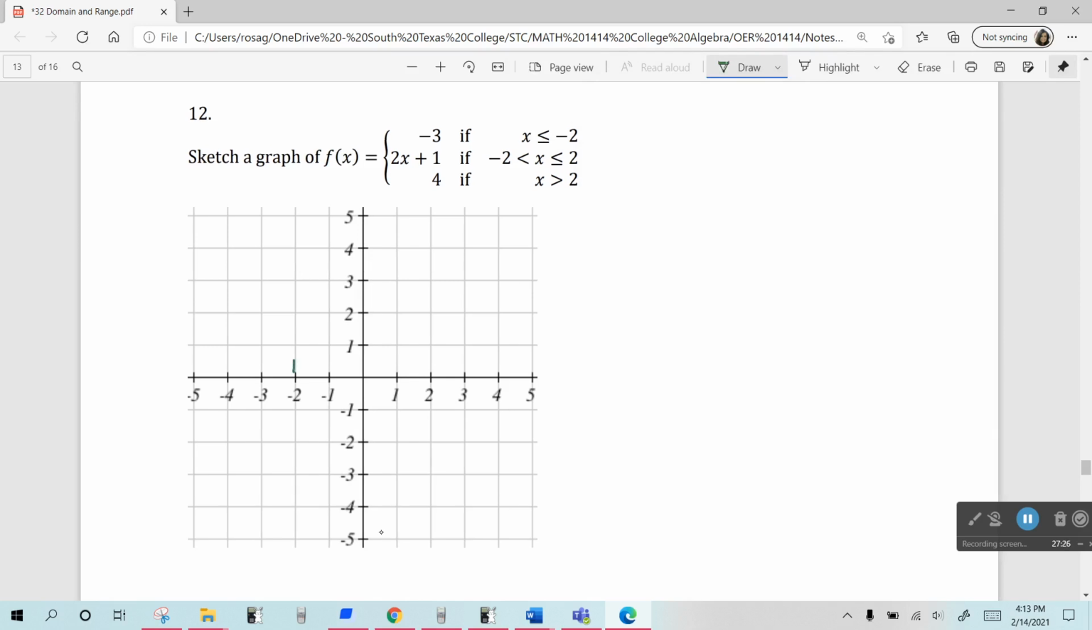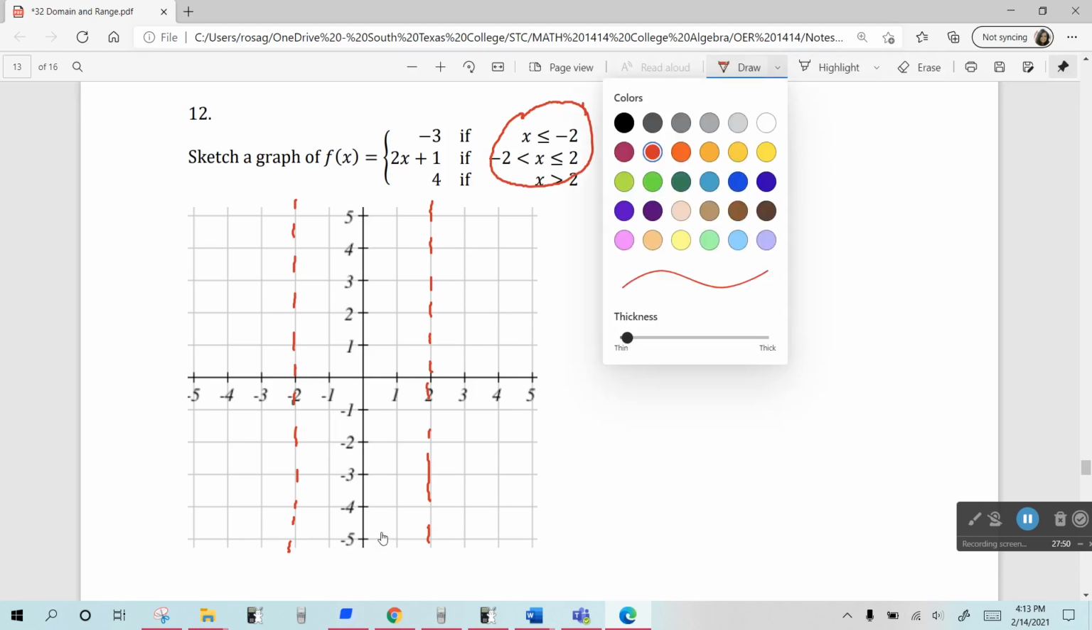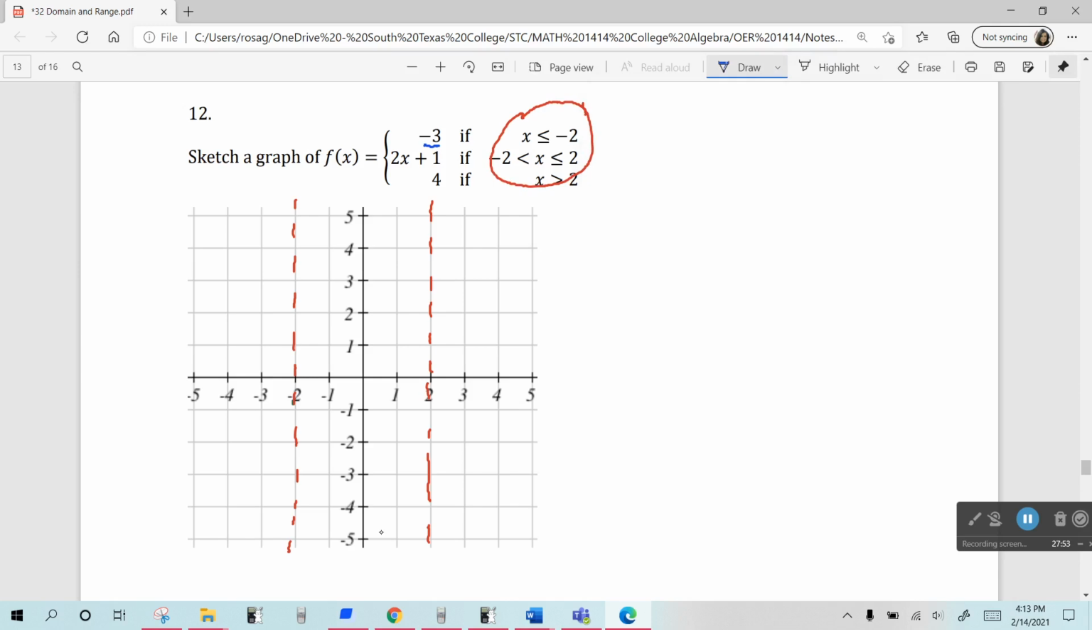So look at the -2. This is where we're going to break the graph. Let me do it in red, that way we can see that. It just feels like it should be in red. -2 and 2, that's where we break them up. Then we just graph what we have. Like the first one is -3, right here up to here, and then you see here that it has an equal on the bottom. That means I'm going to bubble it in.